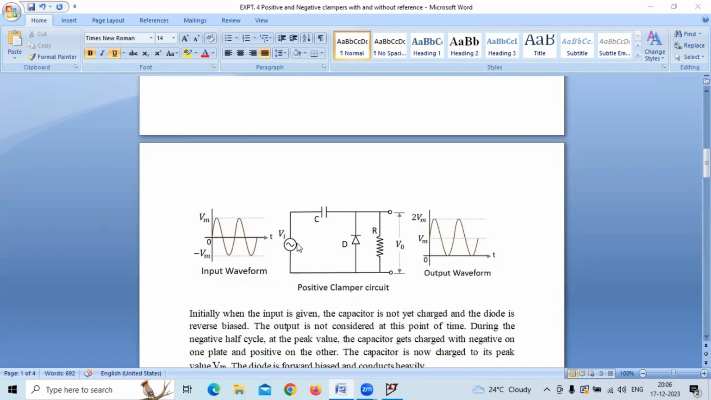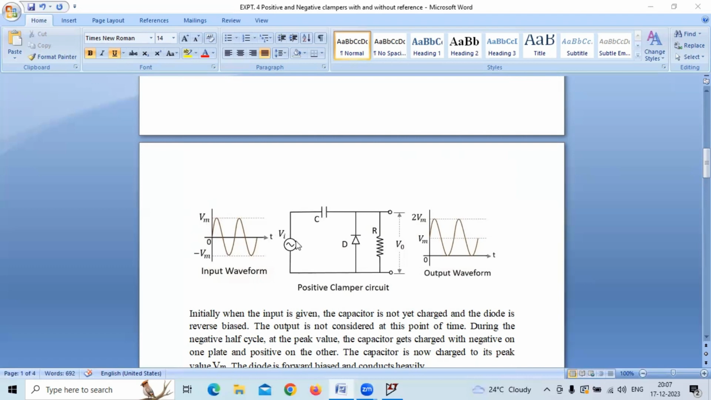When the negative half cycle comes across the terminals, then this terminal becomes negative and this terminal becomes positive. Negative connected to negative of diode, positive connected to positive of diode. Diode is said to be forward biased. When it is forward biased, the capacitor charges to the peak input voltage. This is the input waveform. We can see the peak input voltage is Vm. So the capacitor is charged until Vm.